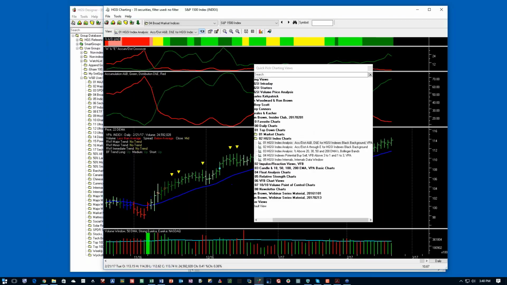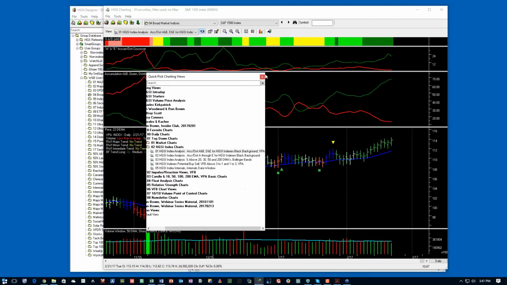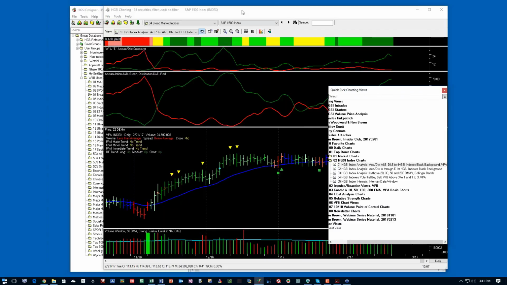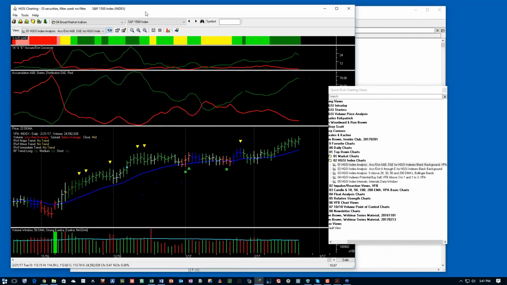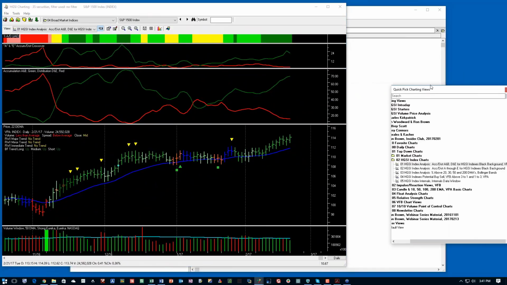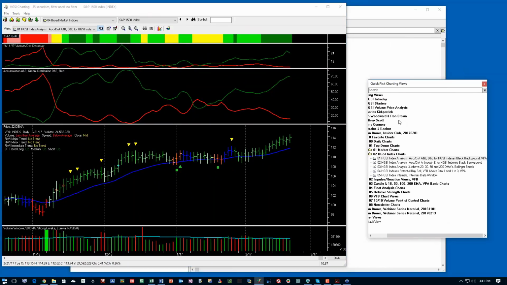Now I updated this index 15 minutes ago after the market closed, and after all of my intraday quotes are updated on a 15-minute delay basis. And this is what the S&P 1500 looks like as of the close today. Now this is using market cap weighting, and these lines represent accumulation.